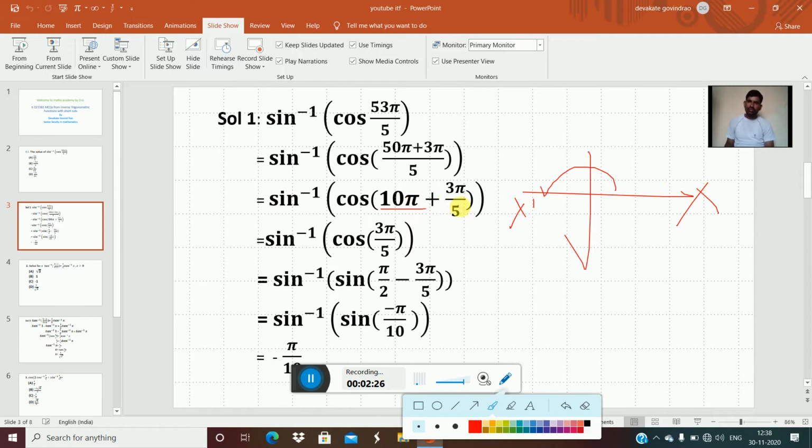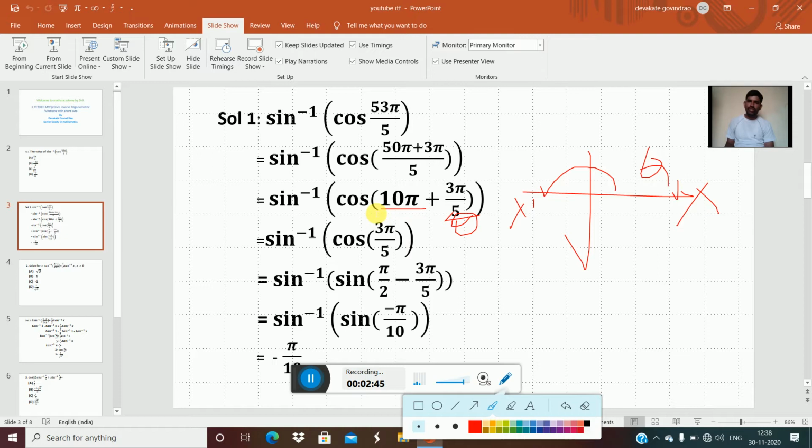Okay, and 10 pi plus theta. See, this is the theta. 10 pi plus theta will be present in which quadrant? First quadrant. So that's why I'm writing here 10 pi plus theta, first quadrant. So now cos is positive, so we can write cos 3 pi by 5.